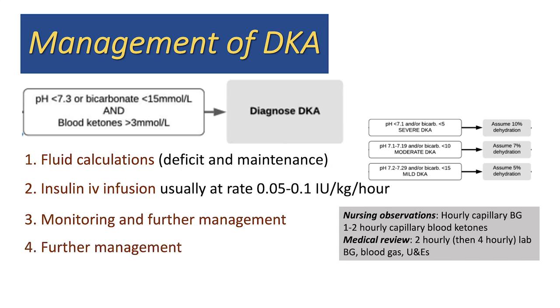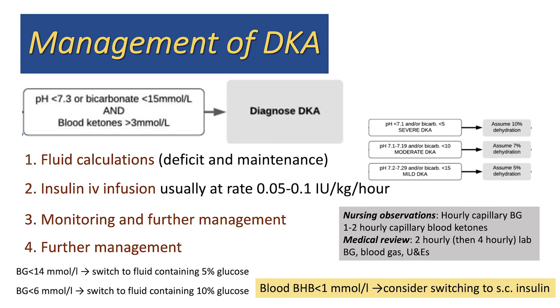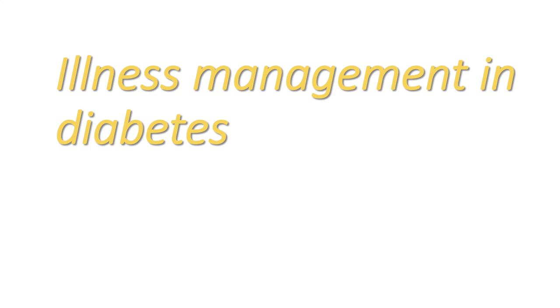The further management is based on the development of the state. Once the blood sugar drops below 14, we consider switching to fluids containing 5% glucose. If the blood sugar drops below 6, then we may switch to 10% glucose. When we measure a BHB level below 1 millimole per liter, we consider switching to subcutaneous insulin.